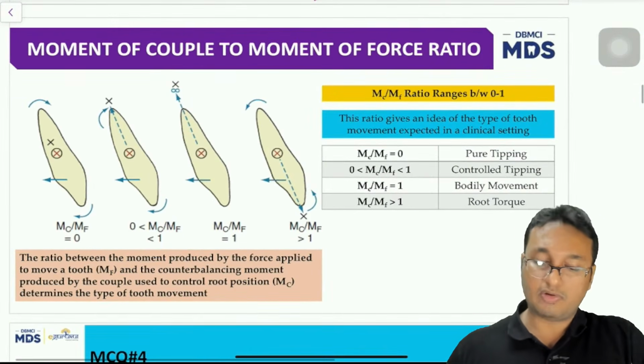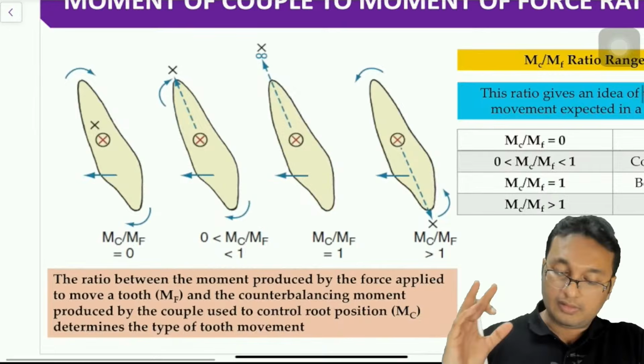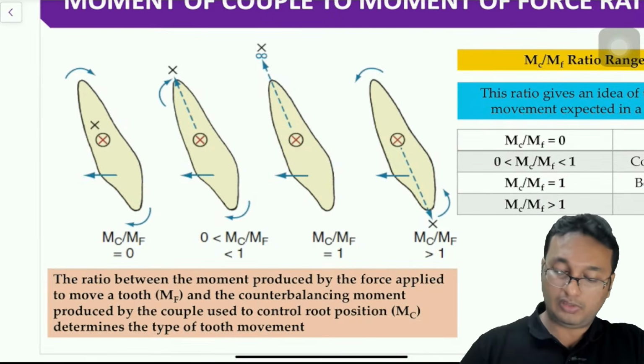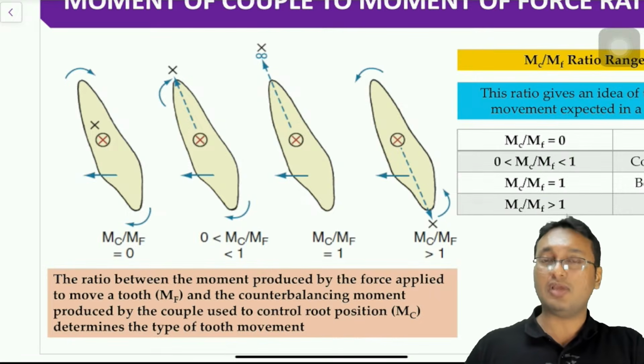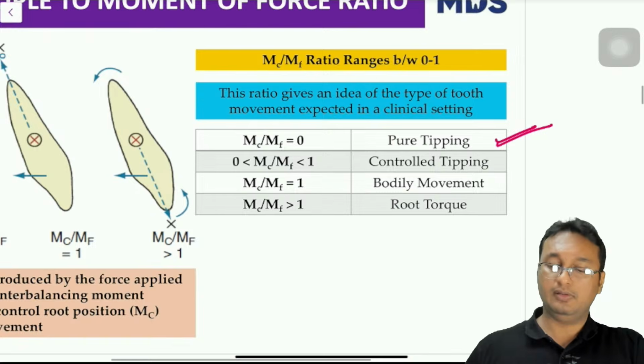Now this is what I was talking about. It's called moment of couple to moment of force ratio, or also known as counterbalancing moment. For an uncontrolled tipping, the MC to MF ratio should be 0. That is simple pure tipping.